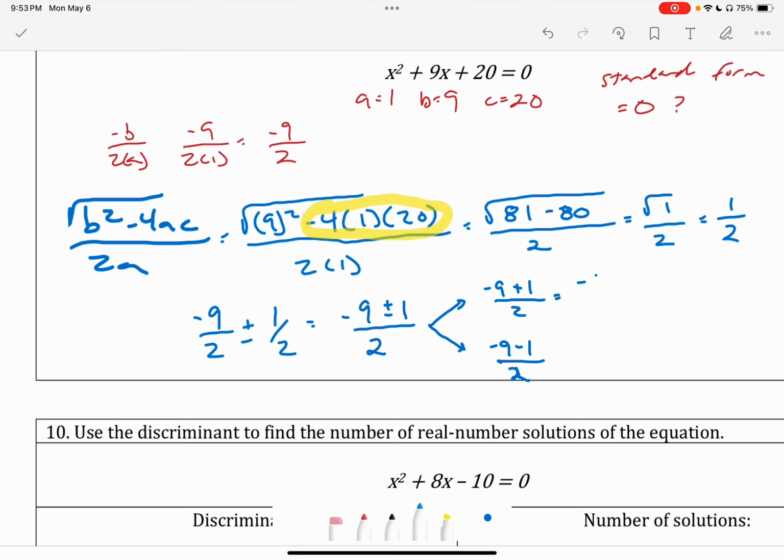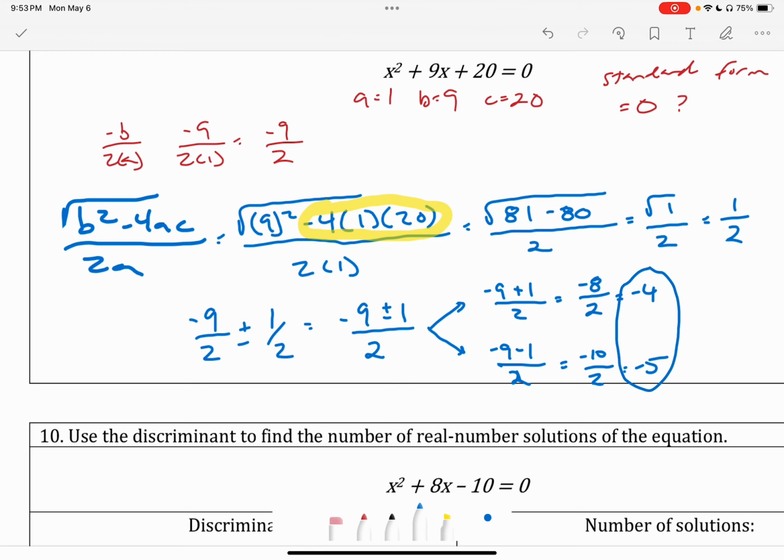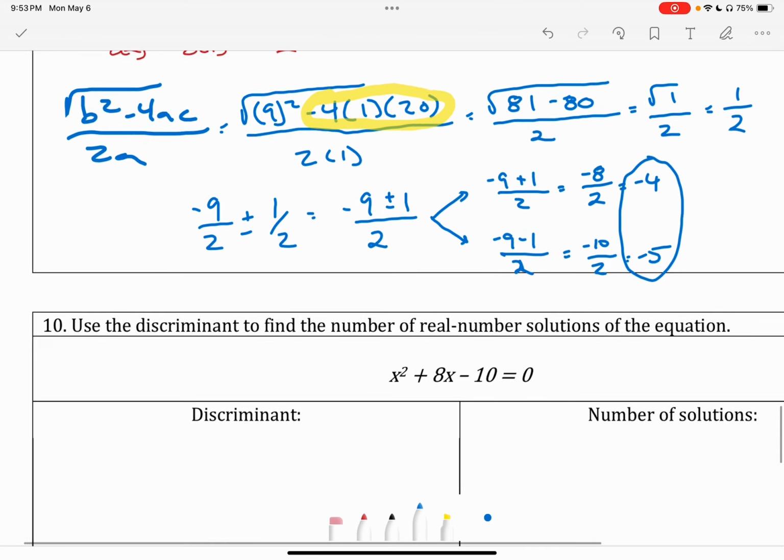Negative 9 plus 1 is negative 8 over 2 is negative 4. Negative 9 minus 1 is negative 10 over 2, which is negative 5. And those are our two solutions.